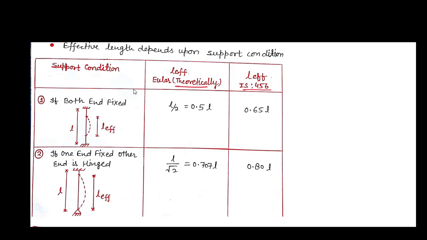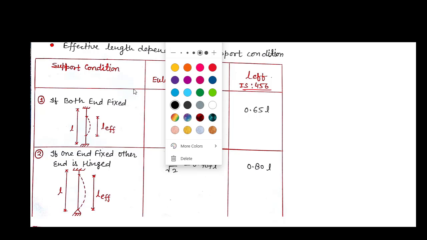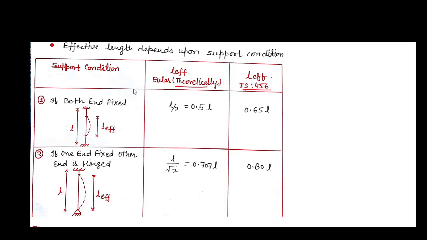If both ends are fixed, as you can see from this figure, L effective according to theoretical becomes L by 2, or you can say 0.5 L, but from IS code it becomes 0.65 L. You will always take the value of IS code because we are following IS 456. Another condition is when one end is fixed and another is hinged. In this case L effective theoretically becomes 0.707 L and L effective from IS code becomes 0.80 L.